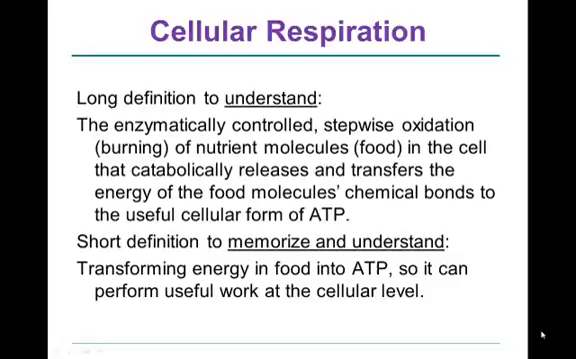Welcome back, students. This is Module 2.3.3, Cellular Respiration, Glycolysis and Fermentation. We're going to start by sharing with you some definitions of cellular respiration.